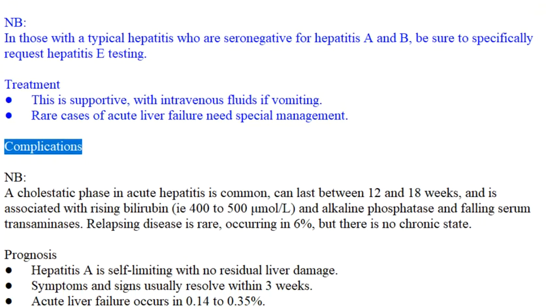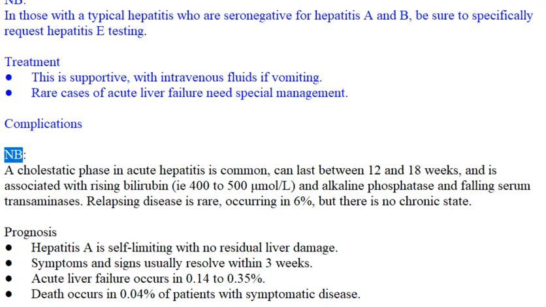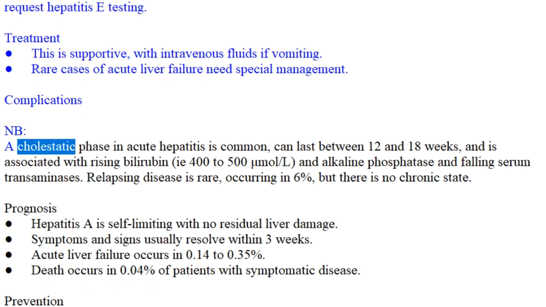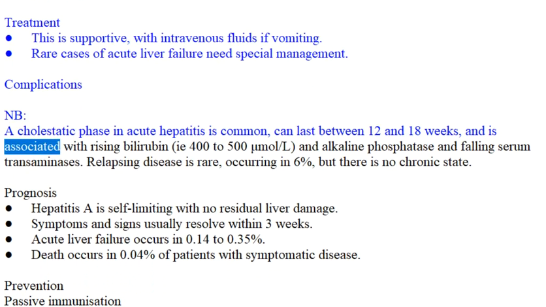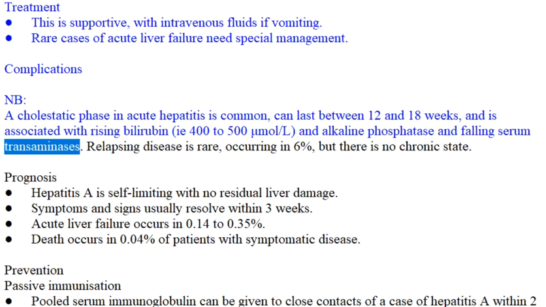Complications. NB. A cholestatic phase in acute hepatitis is common, can last between 12 and 18 weeks, and is associated with rising bilirubin, i.e. 400 to 500 mol/L, and alkaline phosphatase and falling serum transaminases. Relapsing disease is rare, occurring in 6%, but there is no chronic state.